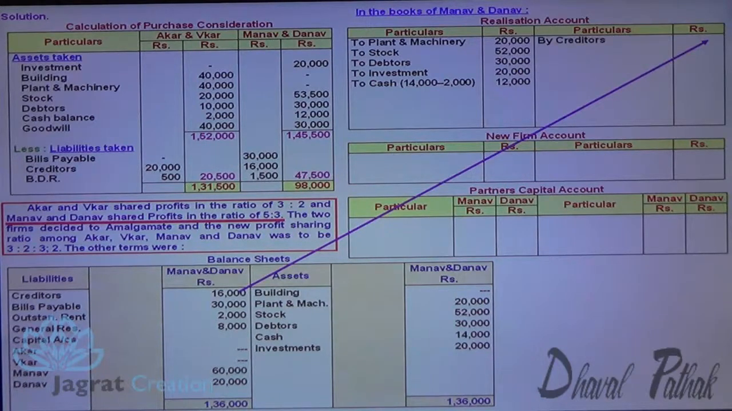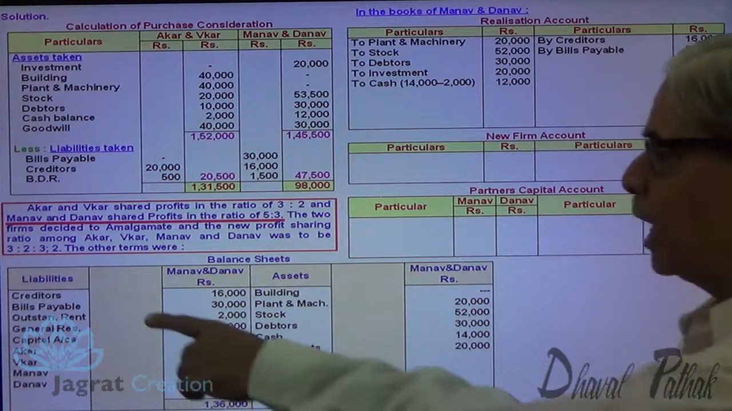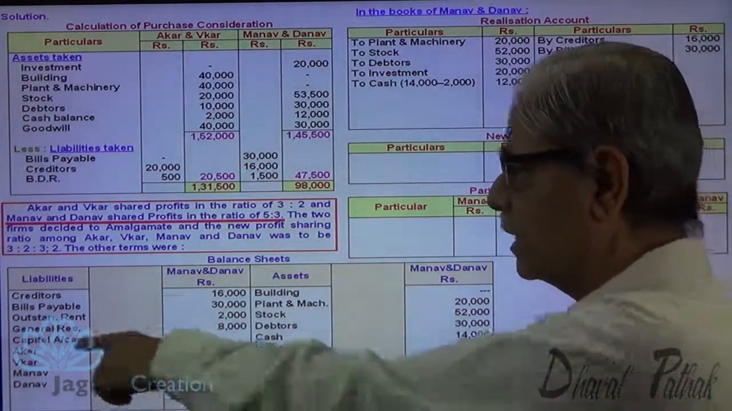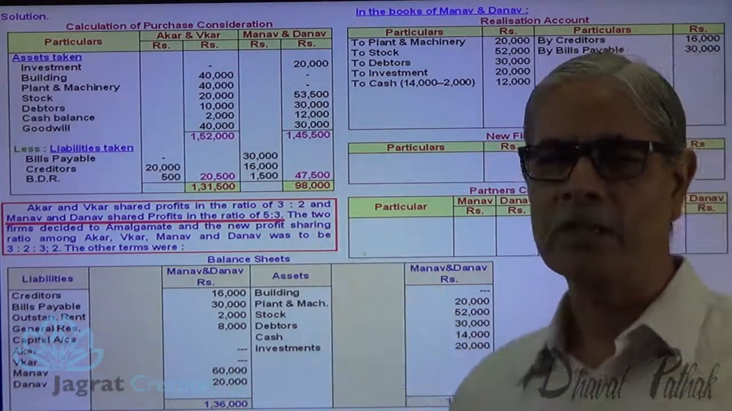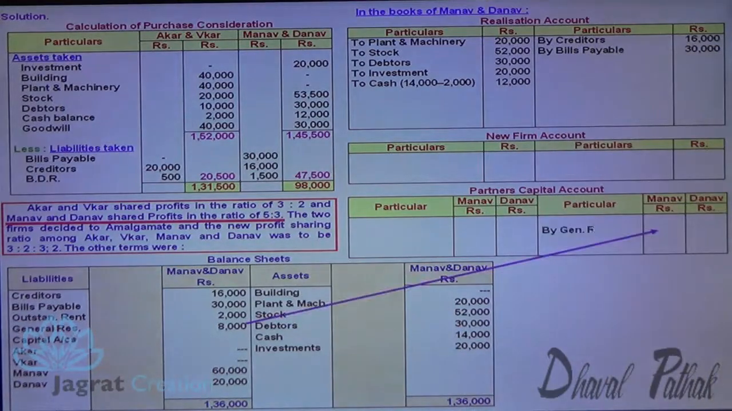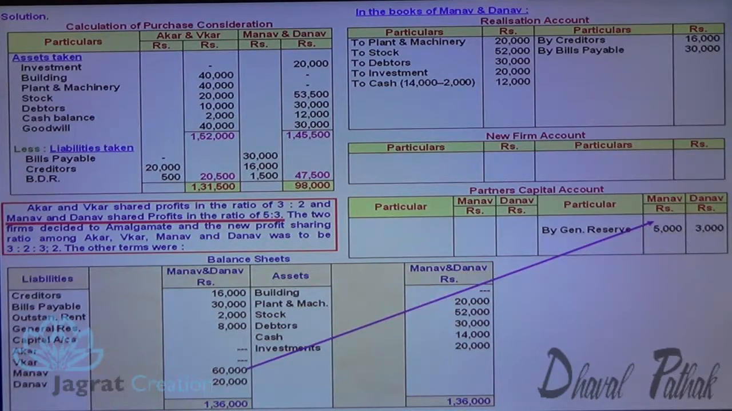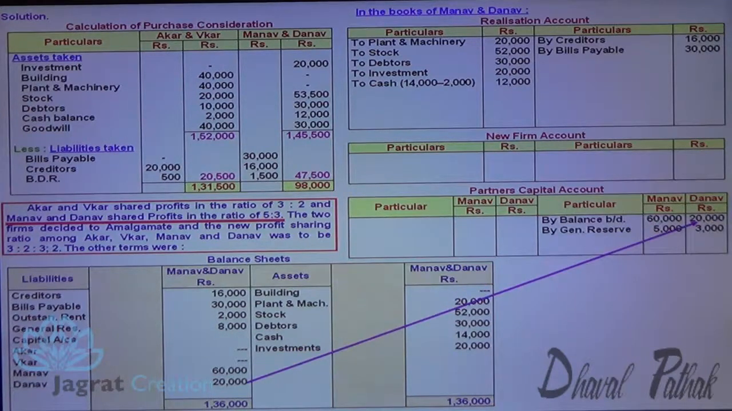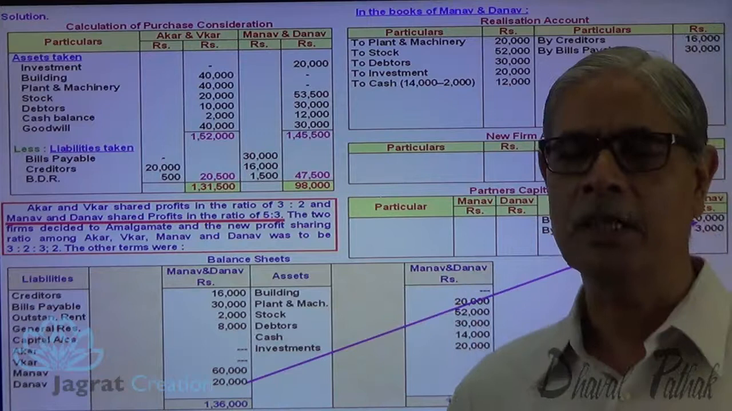Now creditors credited to realization account, bills payable credited to realization account, outstanding rent is already paid. This will be distributed in the ratio of profit sharing, that is 5:3. So 8,000, 5,000 and 3,000 credited to the capital account of Manav and Danav. Capital balance will be recorded as the balance in the capital account. Balance brought down 60,000 and 20,000. This is how the details of the balance sheet are recorded.